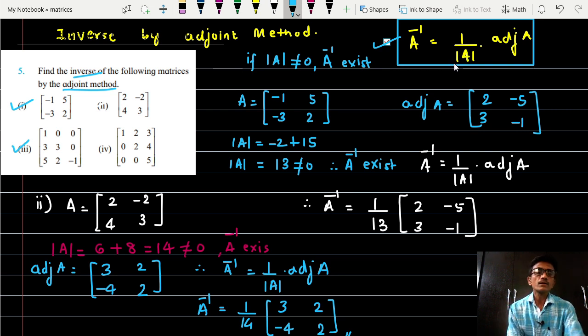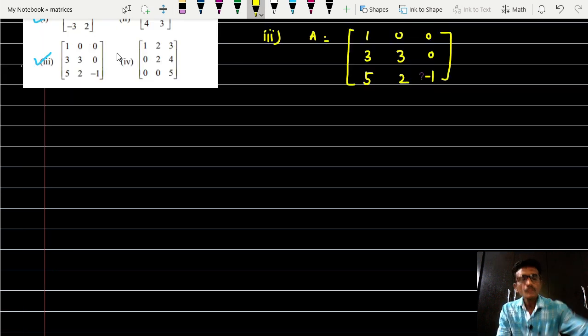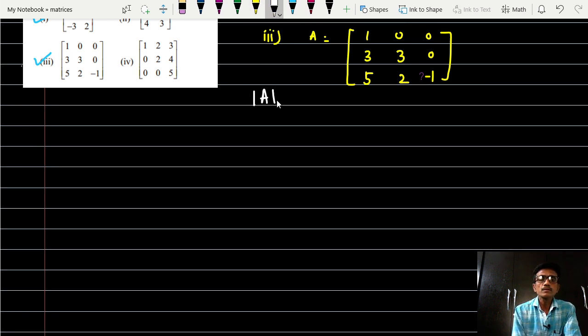So we put in the formula. Let's start question number 3. We find the inverse of this matrix by the adjoint method. Here first of all we find the determinant of this matrix. We have to find its determinant. So determinant of A is equal to, this is a diagonal matrix.